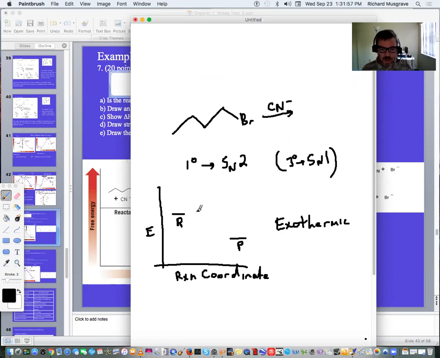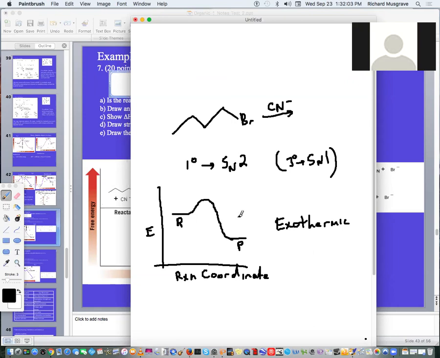Now, if it's an Sn2, it means it's a single hump. The delta H will still be between the products and the reactants, like this.